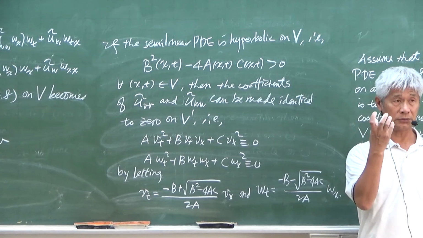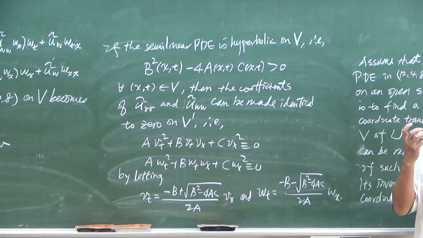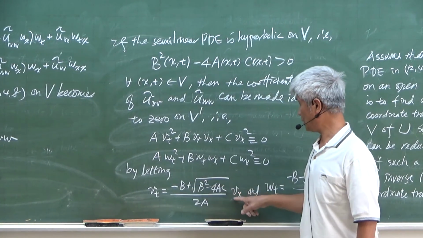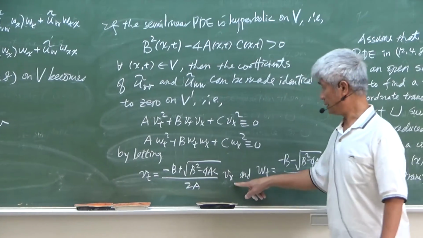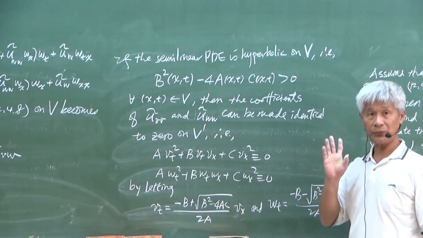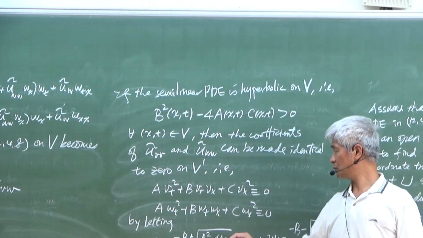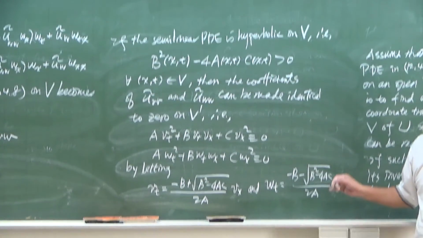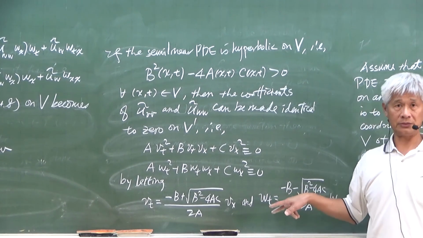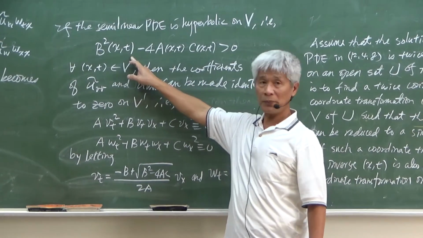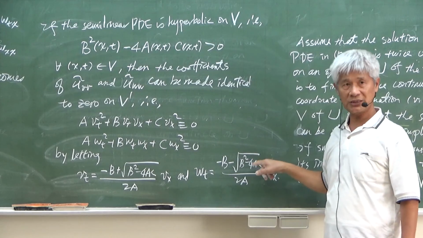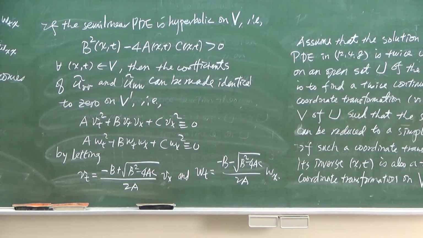So now we have the clue how to find V and how to find W. At this point we only have the relationship between the first order partial derivatives of V with respect to t and x, but from that we will see next week how to find V and W, the coordinate system, from these two equations. This is possible because our semi-linear PDE is hyperbolic and the discriminant is positive, so the square root is a real number.